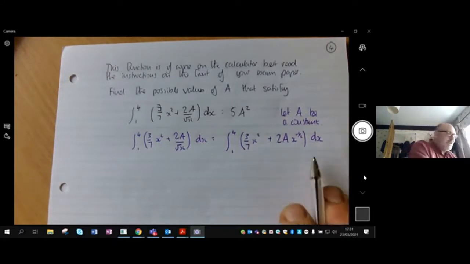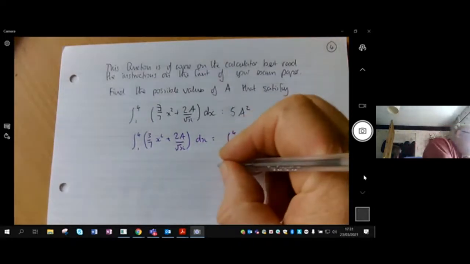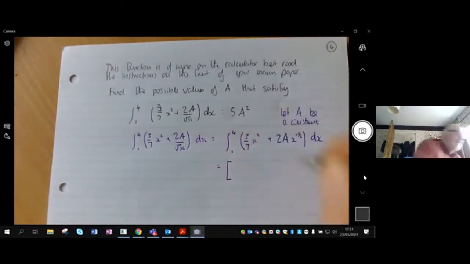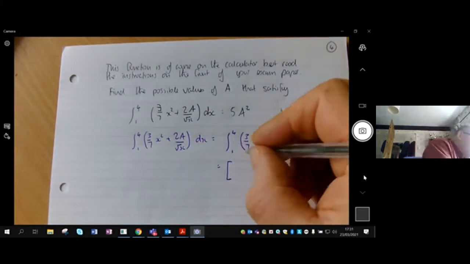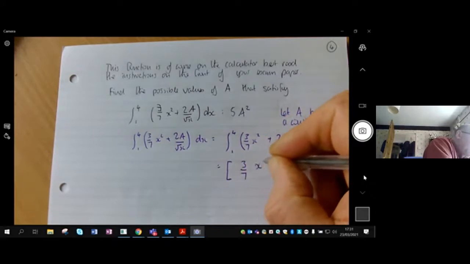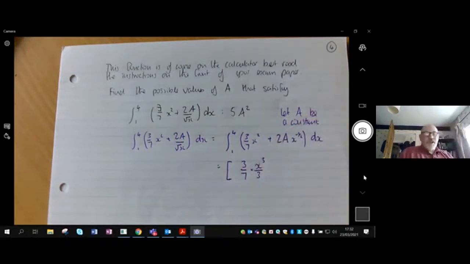So that just tells me I'm integrating x's only, and the a is a number. I know you're thinking a is a letter. Let's just see how it pans out. Let's integrate. So I now put a square bracket because I've integrated. It's 3 over 7 x to the power of 3 divided by 3. And I use dot for multiply.